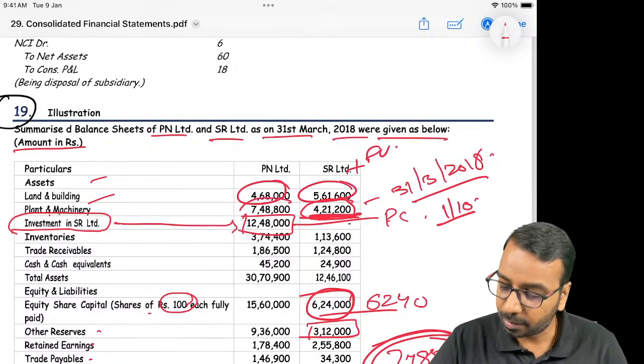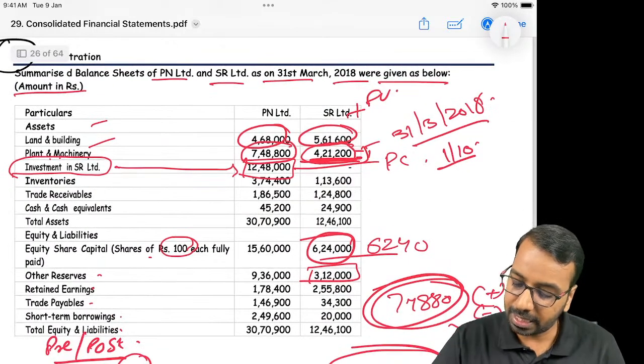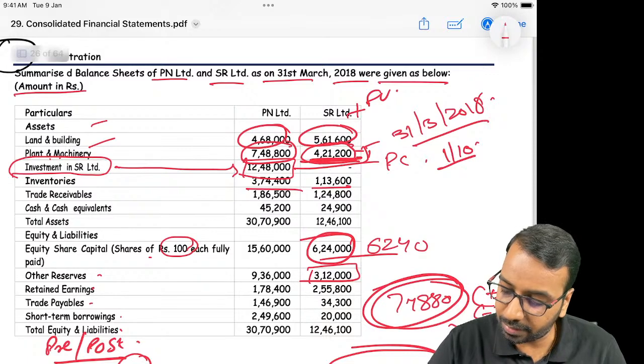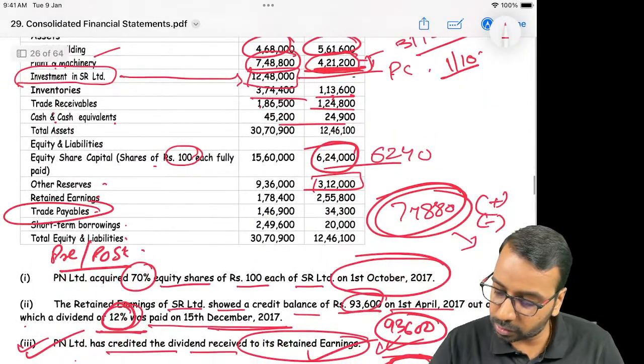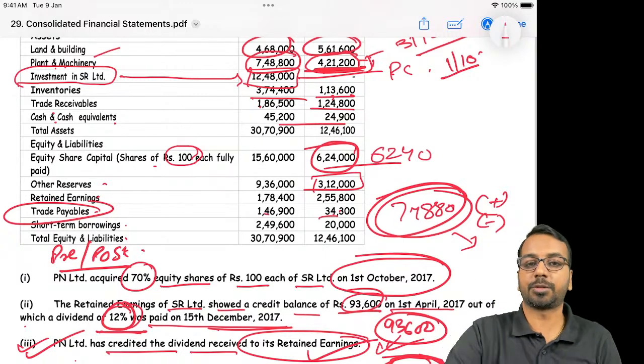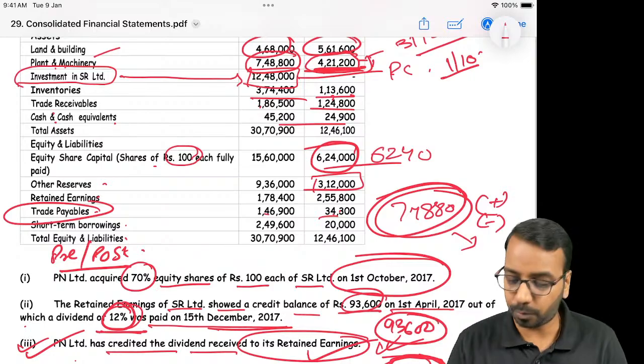Plant and machinery, parent, fair value that you have calculated as on 31st of March. Inventories, both these inventories plus the fair value adjustment. Trade receivable, same, add it. Cash and cash equivalents, just add it. Trade payables also, this plus this, and fair value adjustment. Once you do that, the remaining part of the balance sheet will be simple and straightforward. Okay.